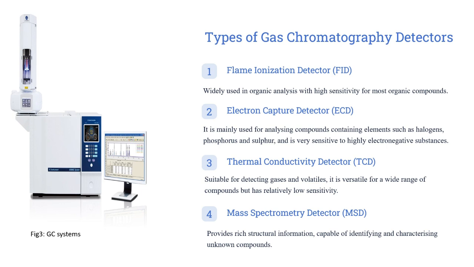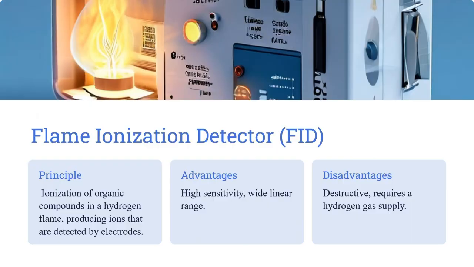There are four usual types of detector. First one is the flame ionization detector. It is widely used in organic analysis. The second one is the electron capture detector. It is mainly used for analyzing compounds containing elements such as halogens. The third one is the thermal conductivity detector. It is suitable for detecting gases and volatiles. The fourth one is the mass spectrometer detector. It provides rich structural information capable of identifying and characterizing unknown compounds.